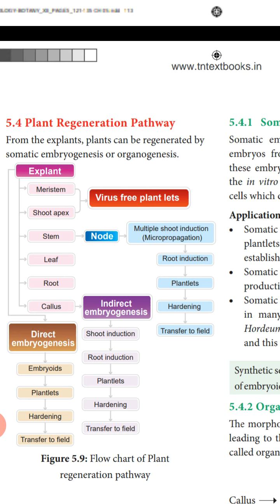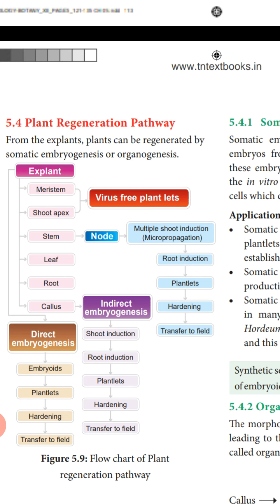If the explant is the leaf or the root, then from the leaf tissues or from the root tissues, the callus is developed, and from the callus two methods are possible: either direct embryogenesis, where from the callus the embryoids directly develop. These embryoids will develop into plantlets, and that will undergo the hardening process, and finally it is transferred to the field.